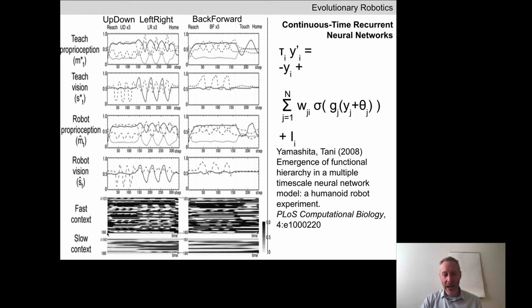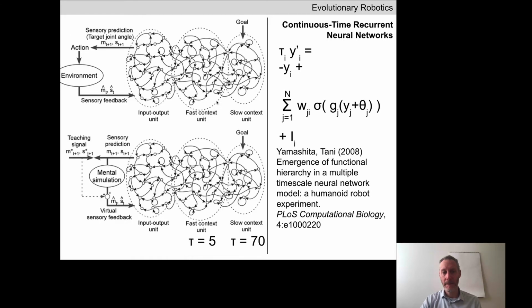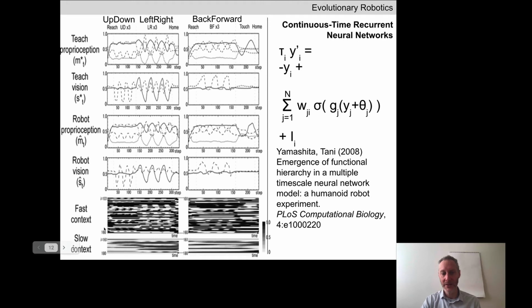We're now going to look at the fast neurons. There are 60 of them, neurons 101 through 160. These are the fast neurons. Neurons 1 through 100 are the input-output neurons. So there's 100 neurons here and 60 fast neurons here, neurons 101 through 160. They're plotted down here.